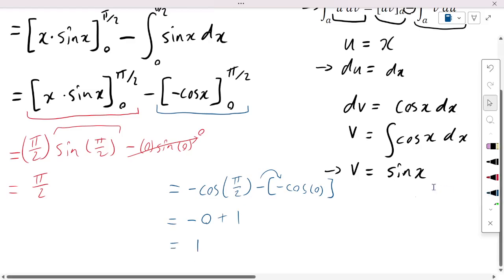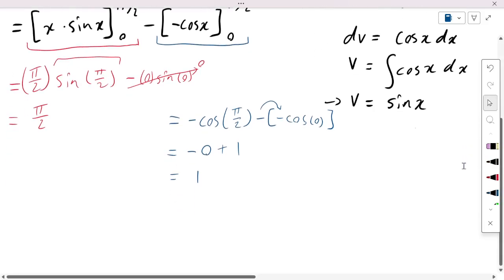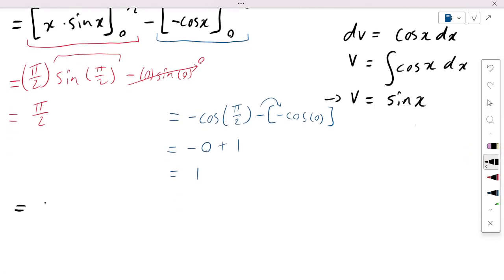Okay, so because we already know our blue and our red numbers, we need to subtract them from each other. So it's going to look like this. It's going to be equal to pi over 2 minus 1. If we want to simplify it even more, it's going to be pi over 2 minus 2 over 2, which is equal to pi minus 2 over 2. So there's our final answer for number 1. Let's move on to the next one.